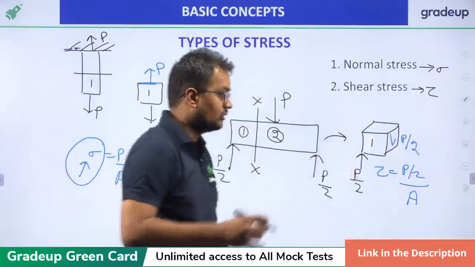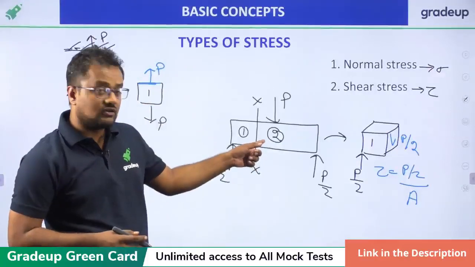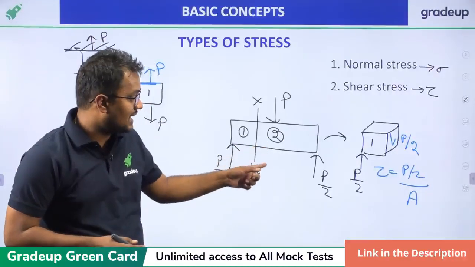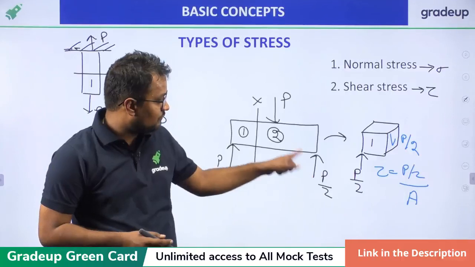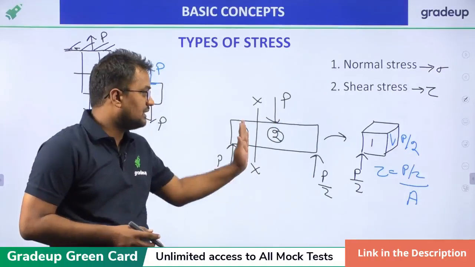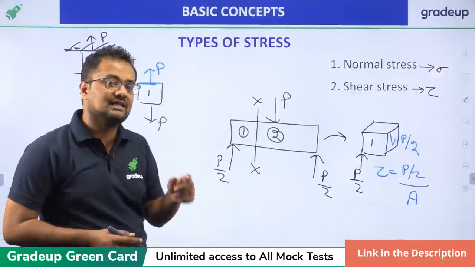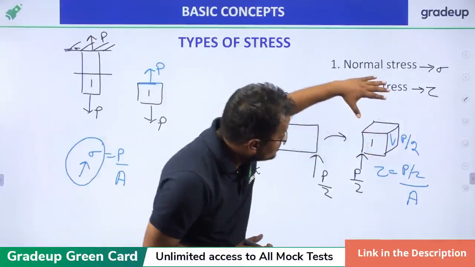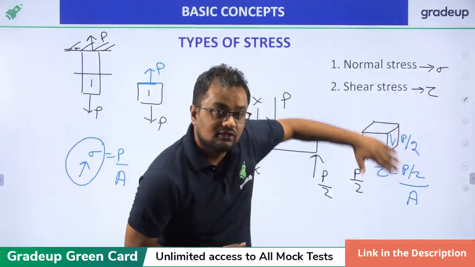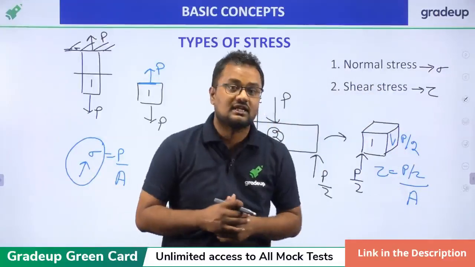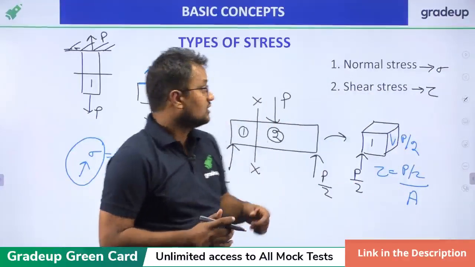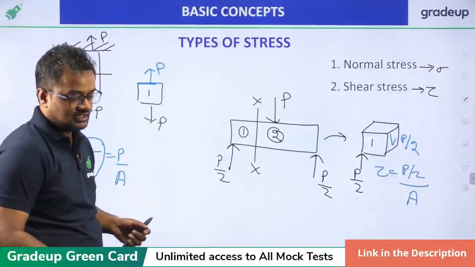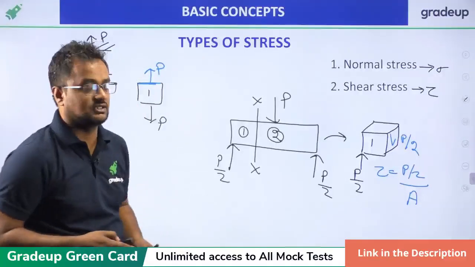Similarly, you all know that if I draw the free body diagram of the second part, then this P by 2 is acting upward, this P is acting downward, therefore P by 2 will be acting upward for balancing the second part also. So this P by 2 is shearing on this area. This will cause shear stress. So we have two different stresses, normal stress and shear stress.